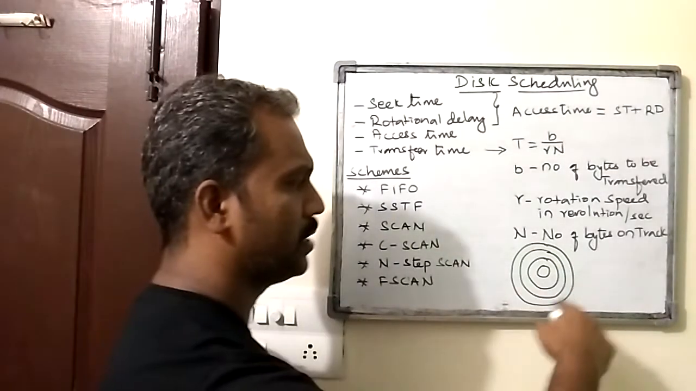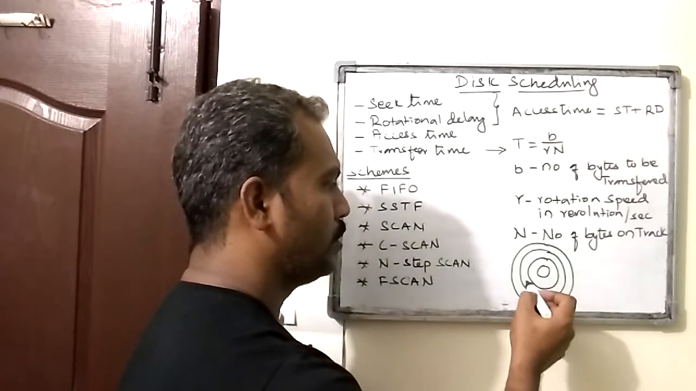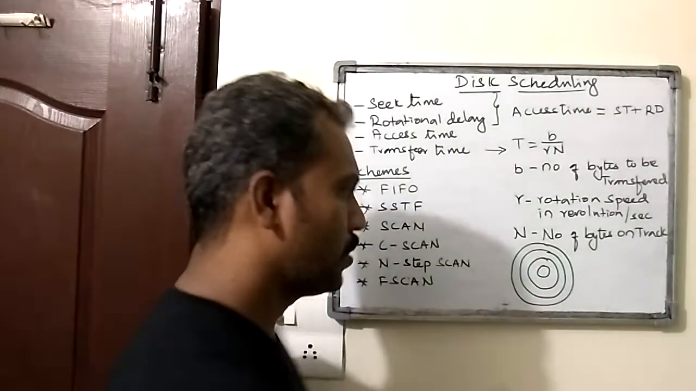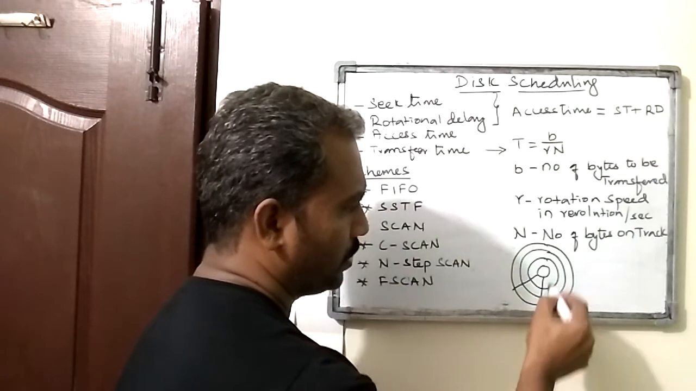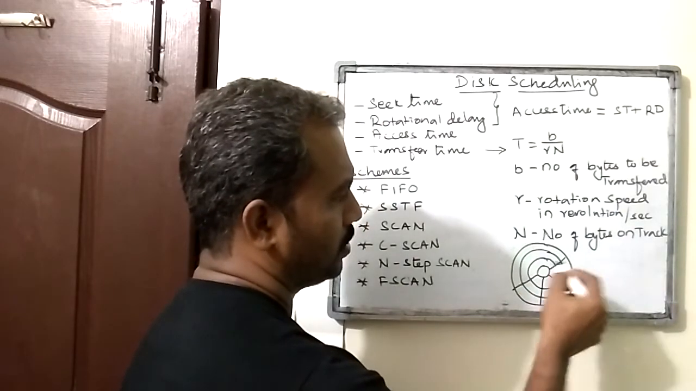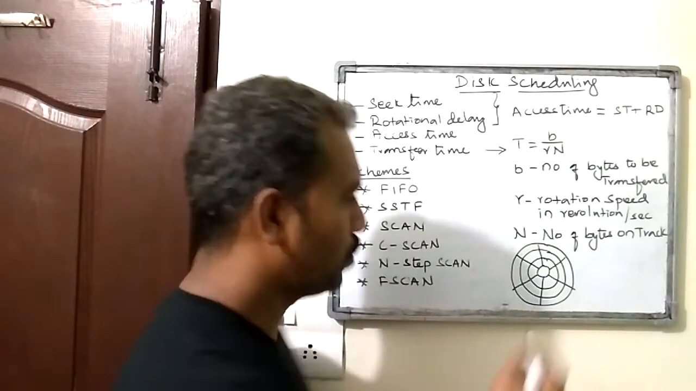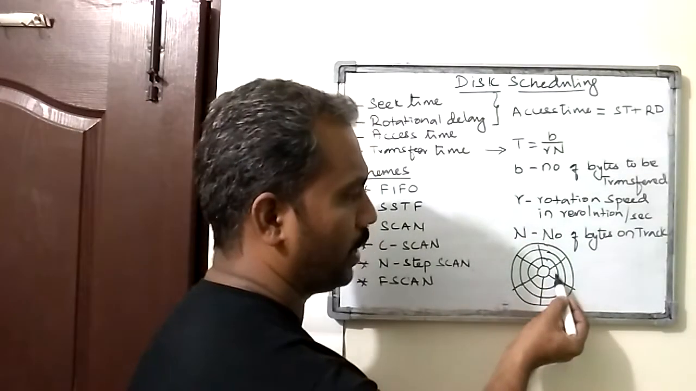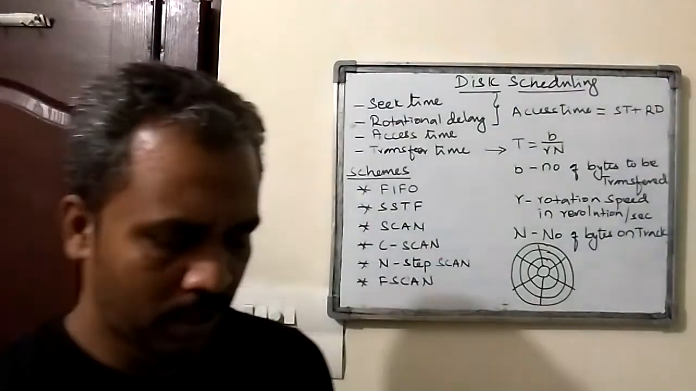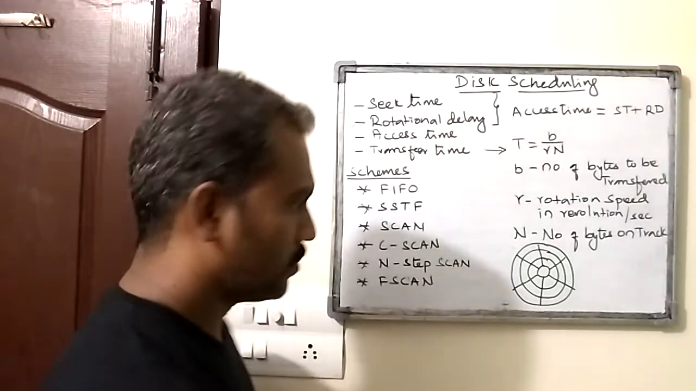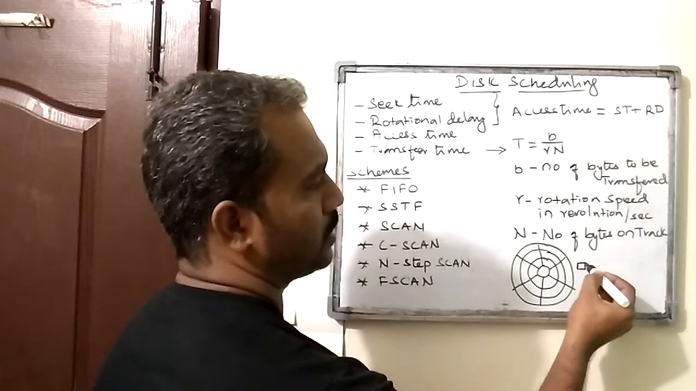Each disk will have this structure. This is nothing but a track, right? Track 0, 1, 2, 3. These tracks are again sectioned like this into sectors, right? Now you can find that there is a block, one block, and each block has a number. Now the head is positioned at this place.